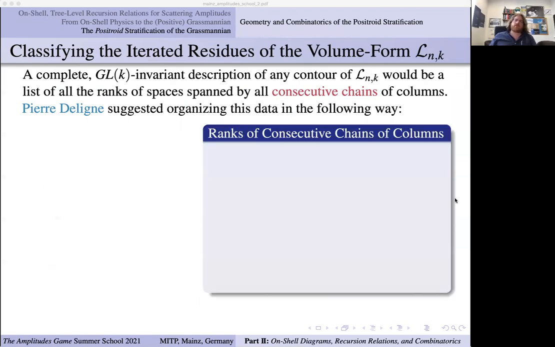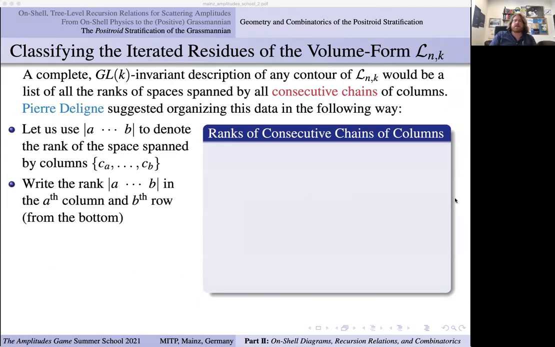And so Pierre first suggested that we think about this big giant list of data, which is clearly redundant, to describe these residues. And it's one of these beautiful things where you look at exactly one example and you understand everything. So first, let's just use (A, B) to denote the rank of the space spanned by the columns A up to B. And we can write this in a grid. We can start with all the chains of columns, 1 up to 1, 1 up to 2, and so on, and list all these ranks.